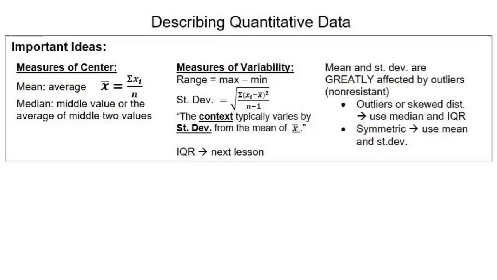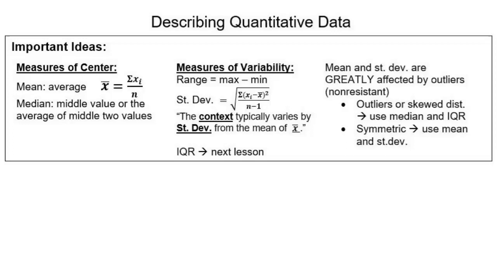All right. We'll talk about interquartile range here in a minute. Mean and standard deviation are greatly affected by outliers. That's what it means for it to be non-resistant. With outliers or skewed distributions, you want to use the median and the IQR if we're talking about center and variability, or spread. If we are symmetric or approximately symmetric, then you want to use the mean and the standard deviation. So when we're thinking SOCS, shape, outliers, center, spread, for those last two, the shape determines whether you go with the mean or the median, whether you go with the standard deviation or the IQR.